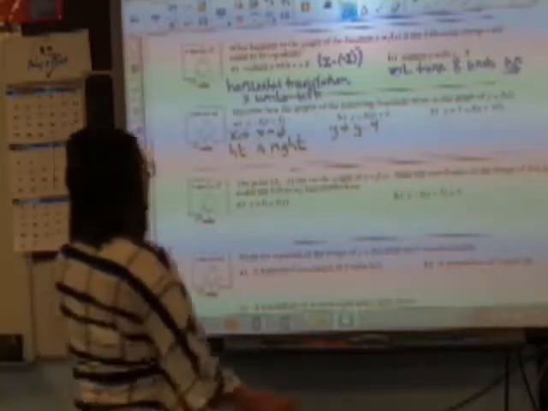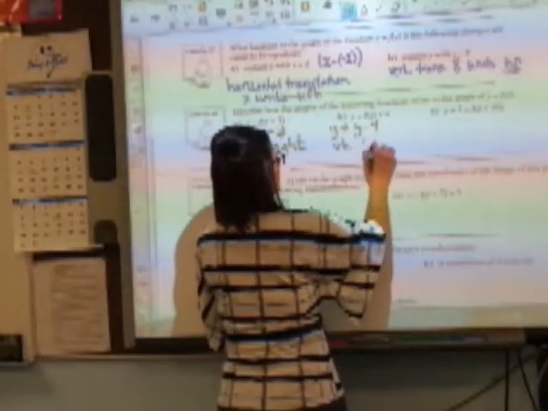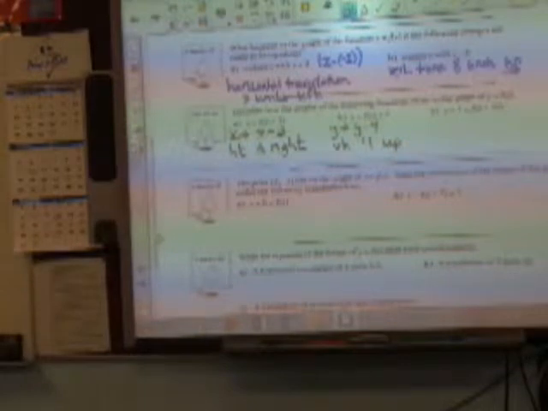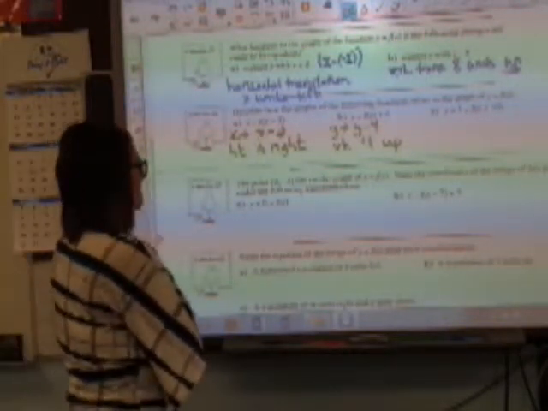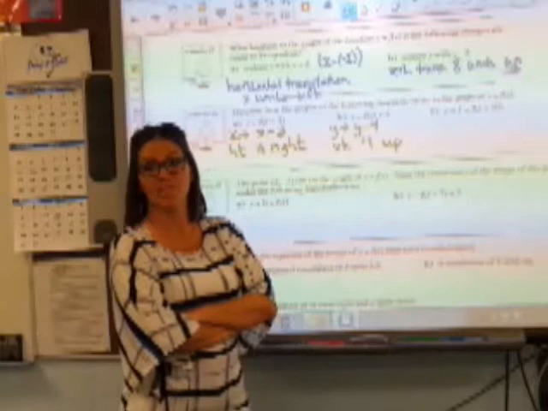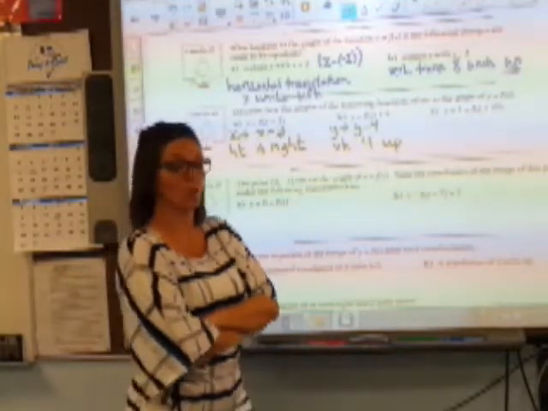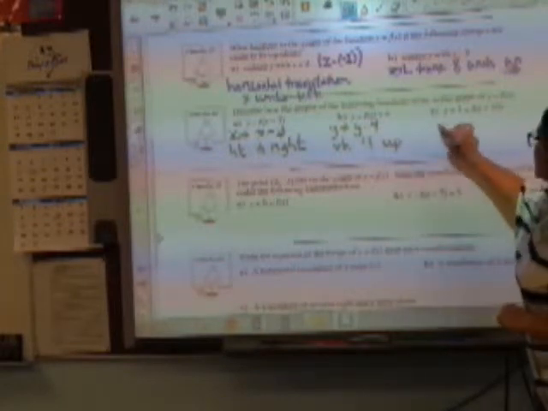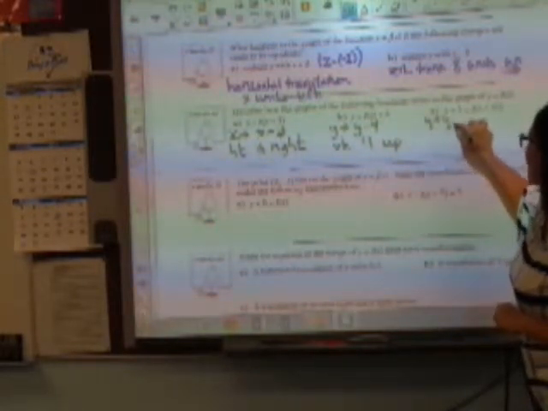Yes. So vertical translation 4 up. What's going on in C? We have both translations. You have 2 translations. So what are my 2 replacements? Y is replaced with y minus 4. And what does that tell me to do?